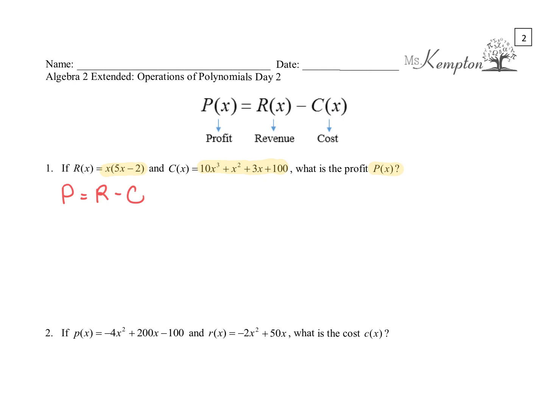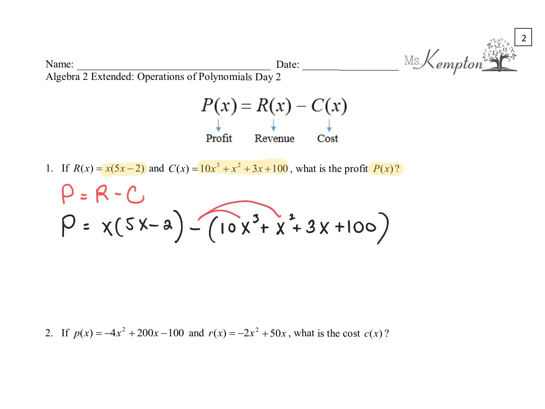Okay, so we have P is equal to R, which is x times 5x minus 2, minus our cost. It's important that we put parentheses around this because anything after a minus sign is going to change. Everything after this will change. All of the signs will change. And we also have to distribute this x.